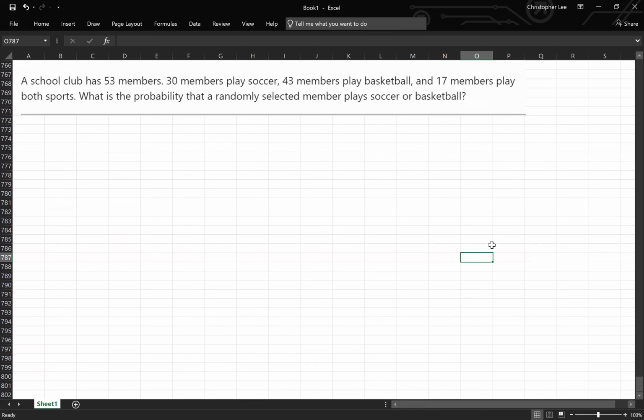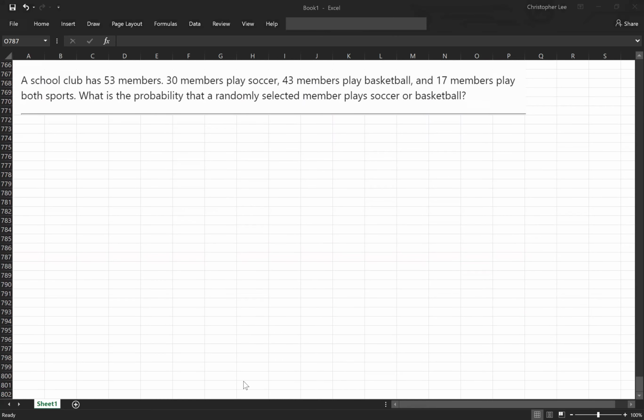That's the same thing that we're doing with probability, right? The A and B. No, not A and B. This is the or. Oh, the or, okay.